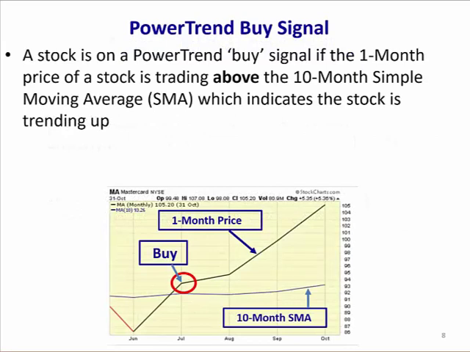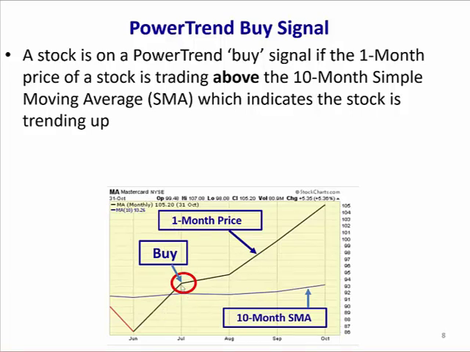A stock is on a power trend buy signal if the 1-month price of the stock is trading above the 10-month simple moving average, which indicates that the stock is in a price uptrend. So this black line right here is the monthly price for MasterCard, and the blue line right here is the 10-month simple moving average for MasterCard. So this is the 1-month price and the 10-month simple moving average.